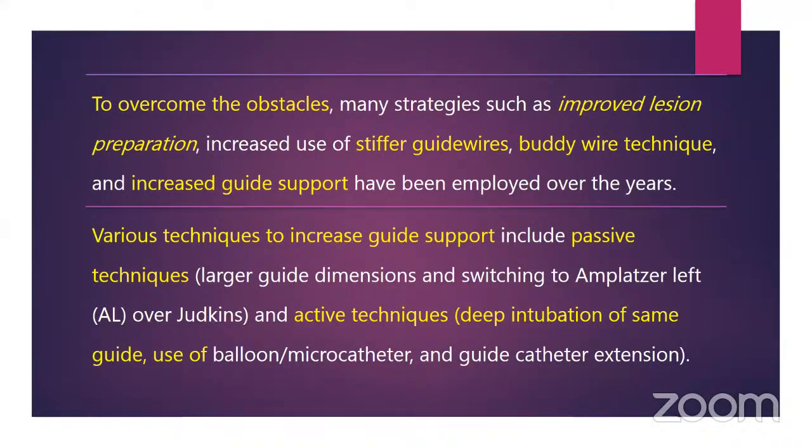To overcome these obstacles, many strategies like improved lesion preparation, use of stiffer guidewires, use of a buddy wire technique, or increased guide support have been employed over the years. Various techniques increase the guide support: passive techniques like changing over to a larger guide or switching to an Amplatz left over the Judkins right, or active techniques like deep intubation of the same guide, or use of a balloon, a guide extension catheter or a microcatheter.